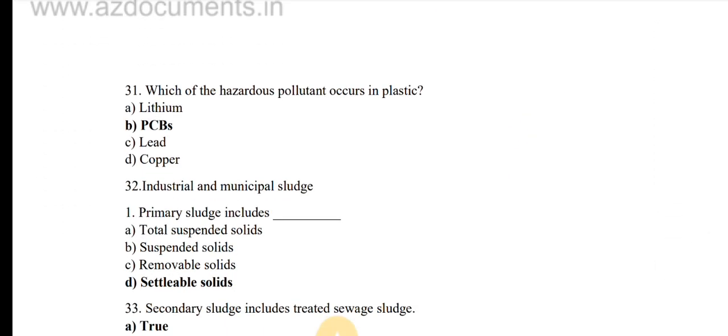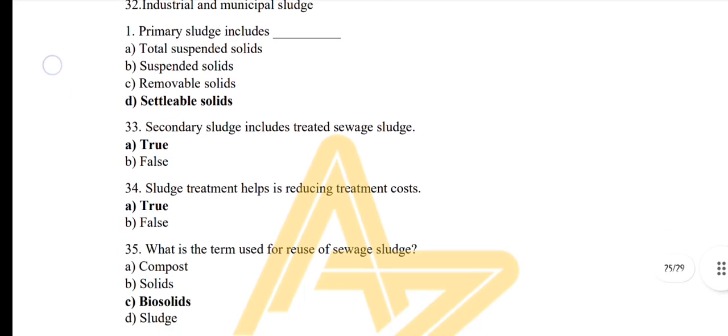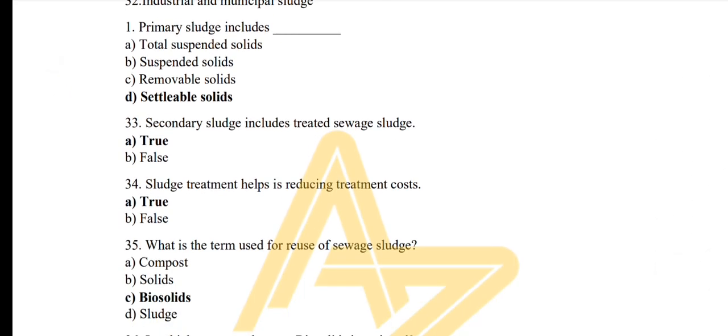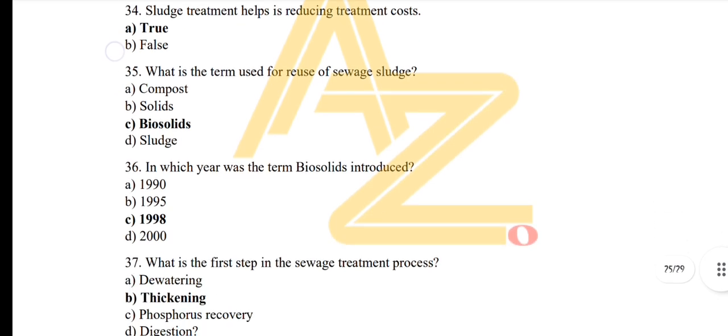31st question. Which hazardous pollutant occurs in plastics? Printed circuit boards. 32nd question. Industrial and municipal sludge. Option D, settleable solids. 33rd question. Secondary sludge includes treated sewage sludge. True. The sludge treated helps in reducing treatment costs. Option A, true. What is the term used for reuse of sewage sludge? Biosolids.